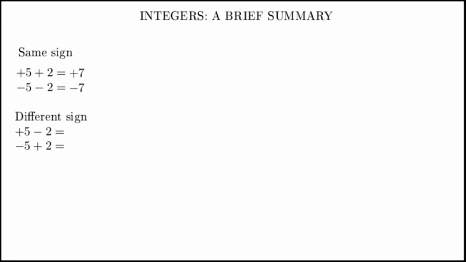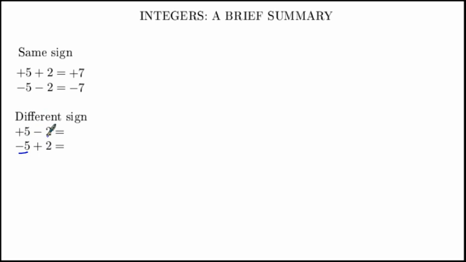In the case they have different signs, for example, plus 5 minus 2 or minus 5 plus 2, the operations could be different. We could think that we have 5 euros and we have to pay 2, or in that case we have to pay 5 and we have only 2. So the problem is different than the last problem with the same sign.